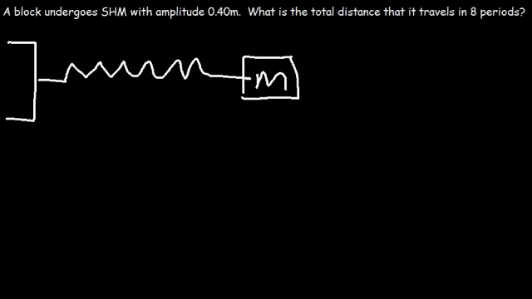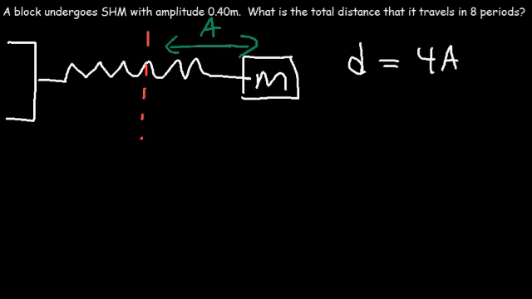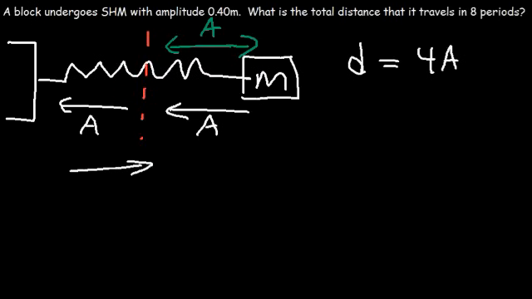Now keep this in mind. The distance that it travels in 1 period or 1 cycle is 4 times the amplitude. Let's say this is the equilibrium position. This is the amplitude, the amount that it's fully stretched by. So for this block to travel 1 complete cycle, it has to travel A towards the equilibrium position and another distance of A, and then back towards the equilibrium position and back towards where it started.